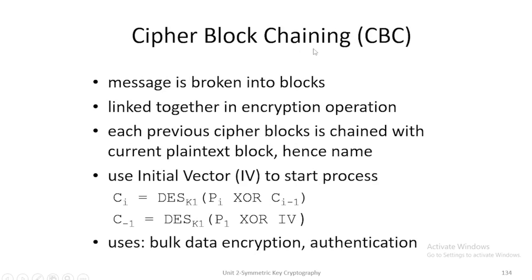The second method is the cipher block chaining method. In this method also, a message is broken into equal-size blocks, and one block's encryption value is linked with its consecutive block. That is the linking. We link the output of the first block to its successive block, so there is a chaining reaction in it.